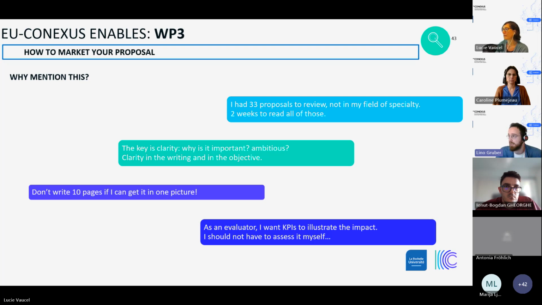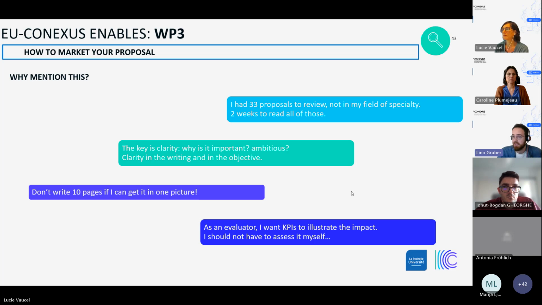Then the second bubble says the key is clarity. Why is it important? Ambitious, clarity in the writing and in the objective. So the content of your proposal and the way you present the content need to be clear. Otherwise, the evaluators might not even bother. There's a chance they will just disregard the whole proposal on this basis, because, like I said, most likely they don't have the time to read every sentence of your proposal.